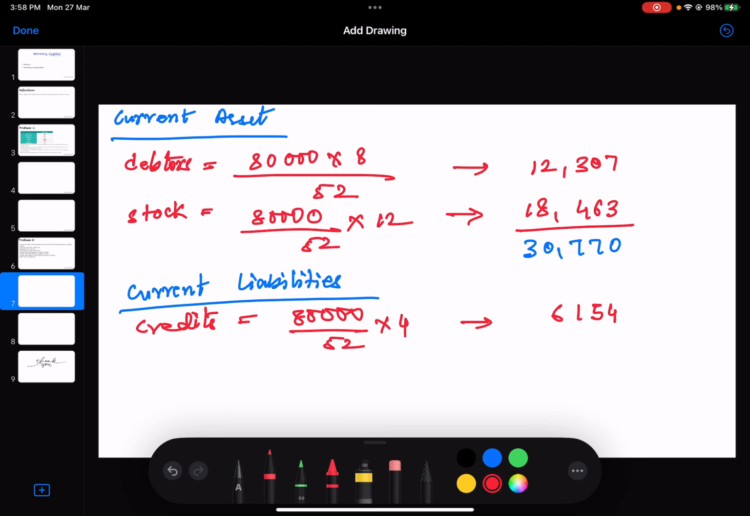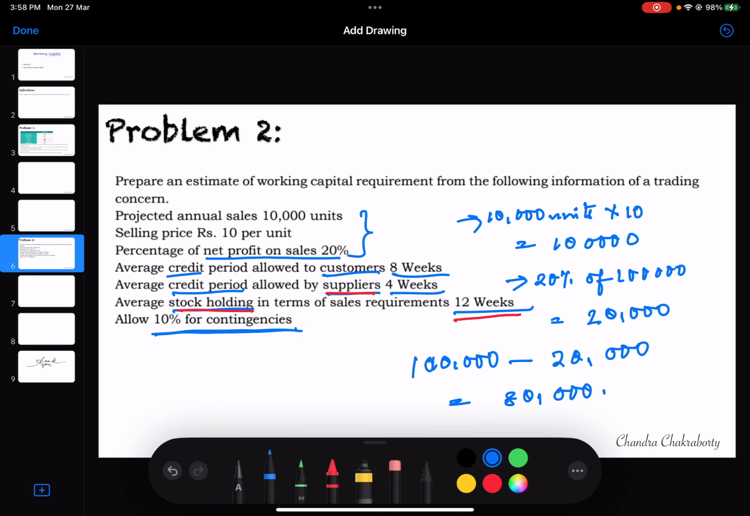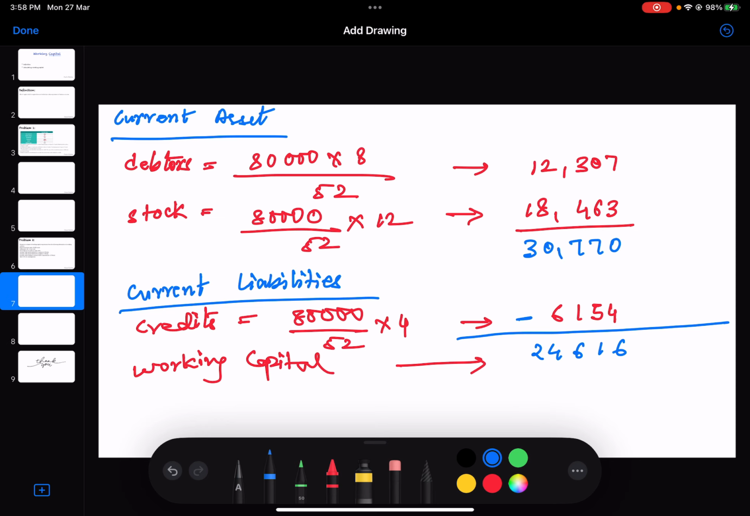Okay. Now, as we know, for working capital, working capital will be 30,770 minus 6154 and this will give you 24,616. Now do not forget, here we have another term, that is 10% for contingencies. So here 10% of 24,616 will be, of course, 2463 approx. Okay. So this will be added.